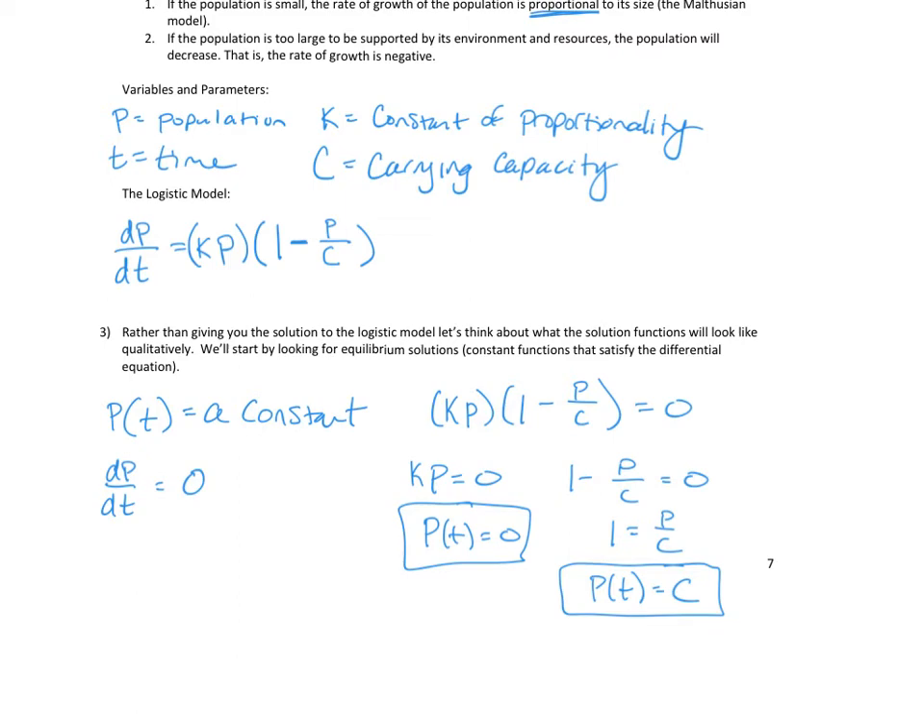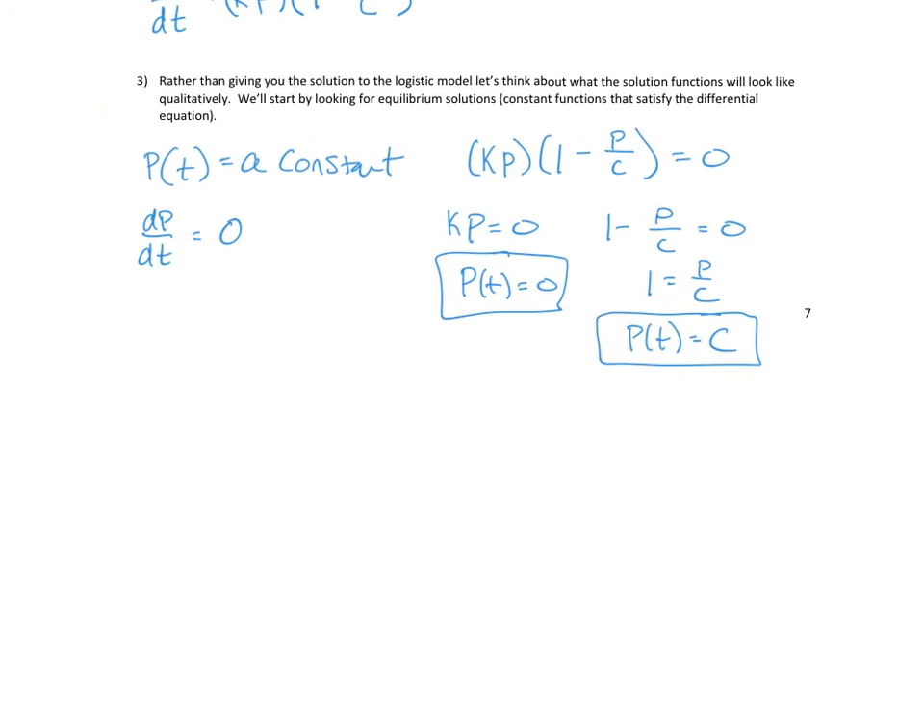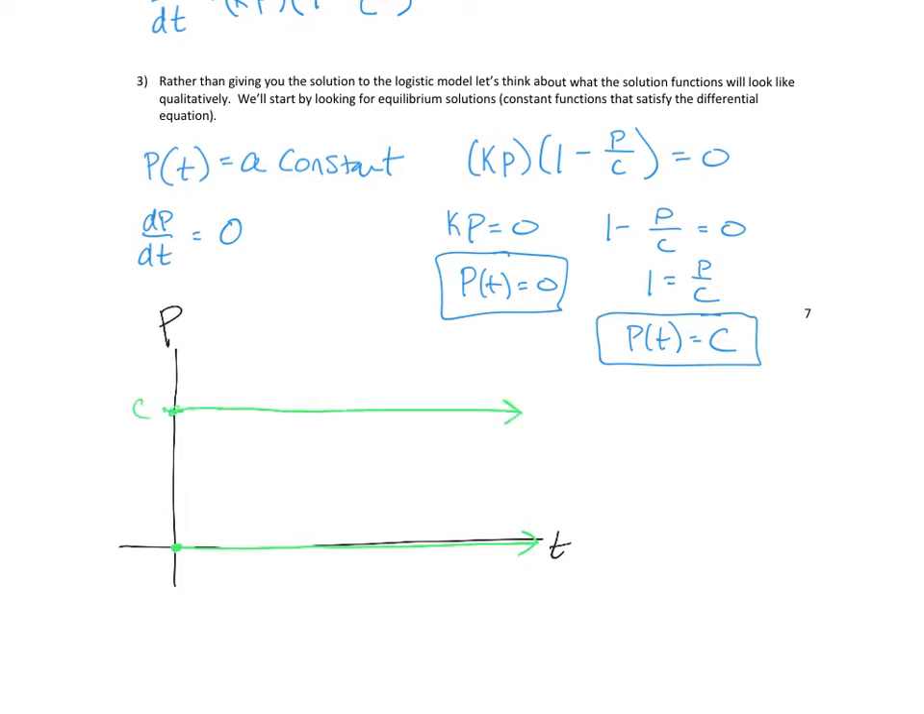So let's continue to think about this a little bit. I'm going to draw some qualitative graphs of what other solutions might look like. So here's T, time, and population. I know that 0 is an equilibrium solution. So if the population starts at 0, it stays at 0 for all time. I know that P of T equals C is another equilibrium or constant solution. So if the population starts at C, it stays at C for all time.